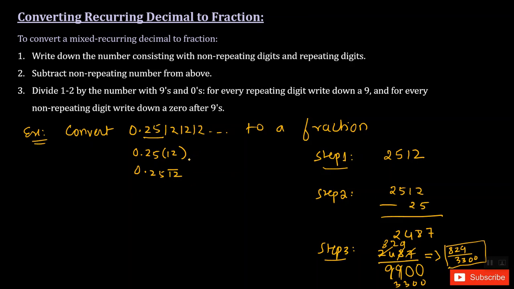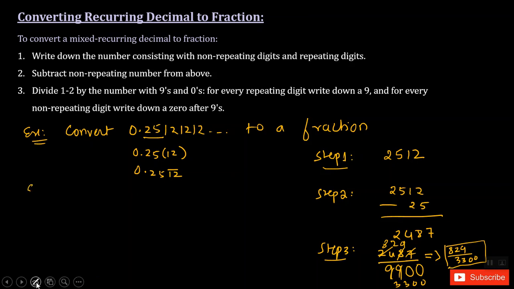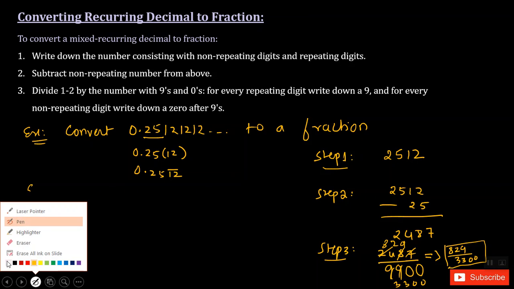Again, you may think, what if the decimal number has a whole part and also a decimal part with the repeating and the non-repeating? That is the third type. In that case, it will be better for us to understand with an example. Let me take one example. Sorry, let me just change the color.